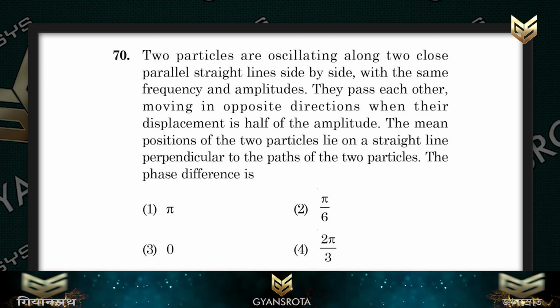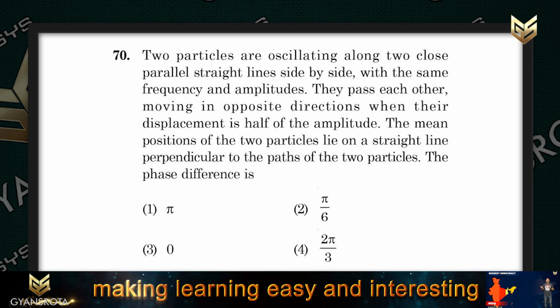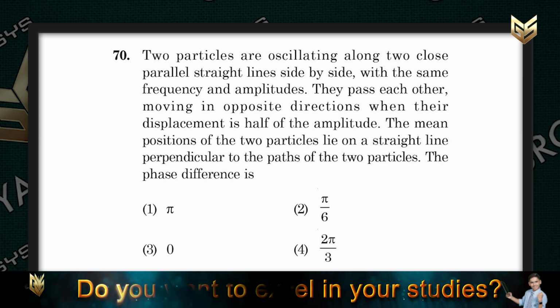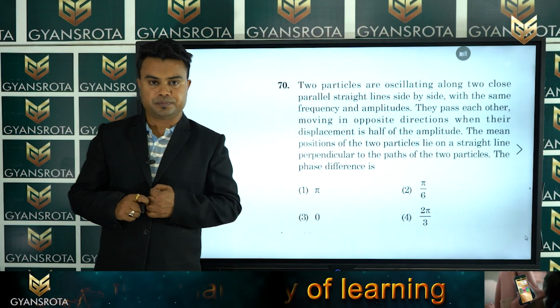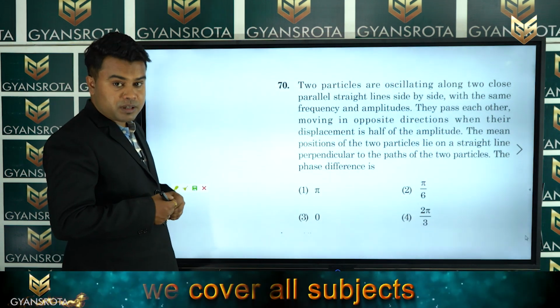Half of its amplitude. The mean position of the two particles lie on this straight line perpendicular to the path of the two particles. The phase difference of the particle you have to calculate. For that, what you are going to do? How you are going to approach this question? This question came from the topic simple harmonic motion.